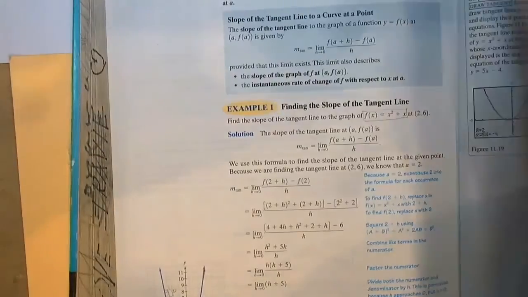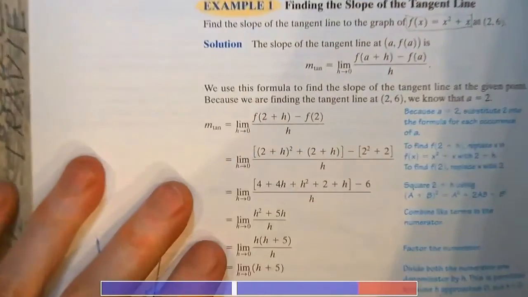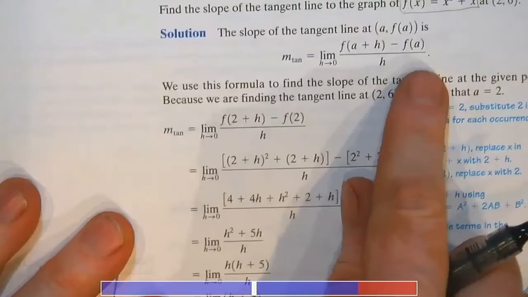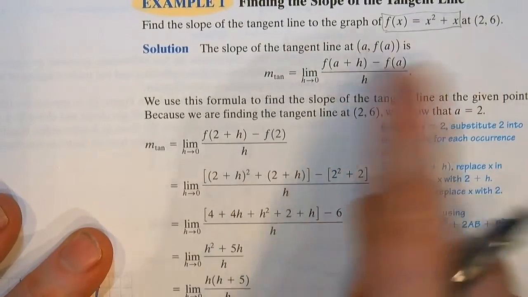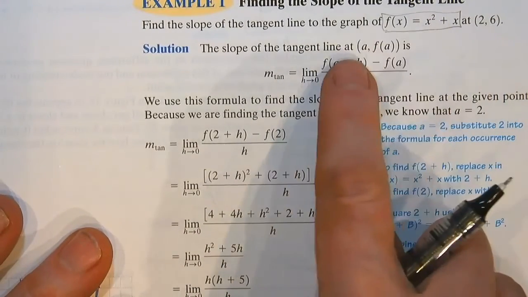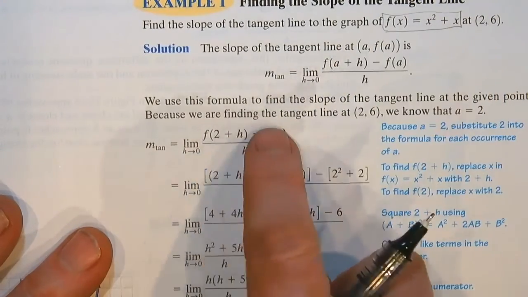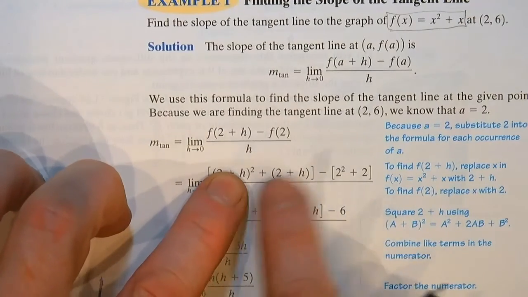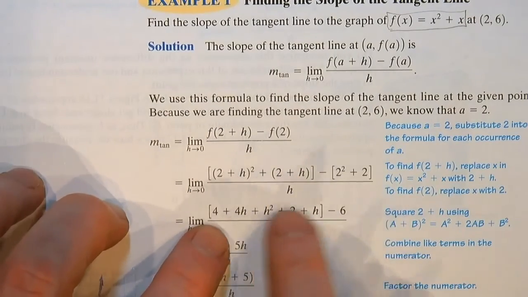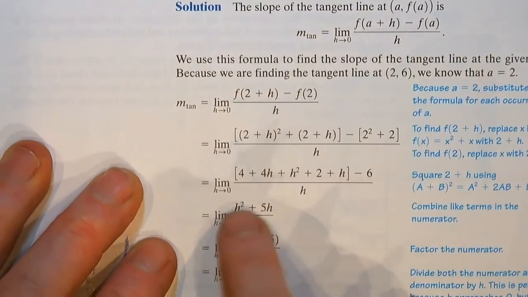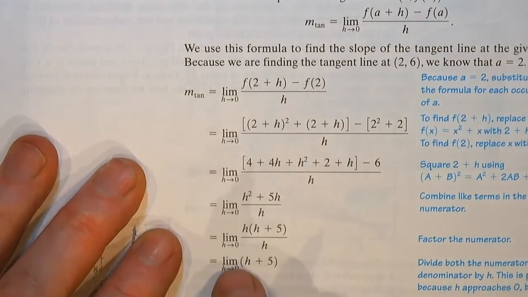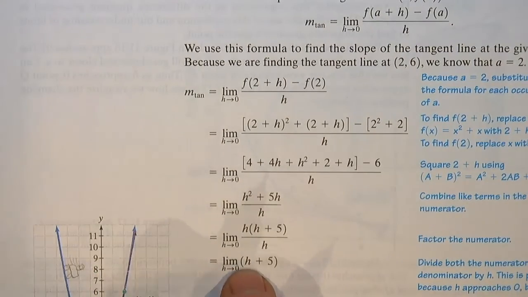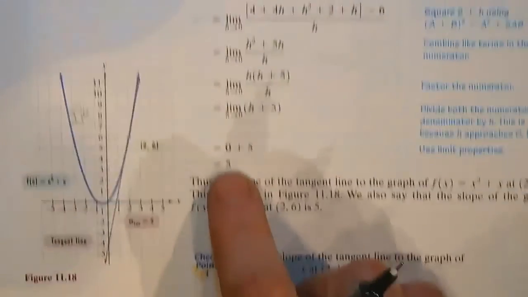Here it was in the book. This is what Newton came up with. And here it is. They right away said, let's turn the x into a 2. They wrote a here. We didn't have to. They said, let's just plug the 2 in right away. But this is what I did: 2 plus h, and 2 squared. See, that's what I did. They combined it. They took out the h, canceled. And now it's safe to let h be 0. And 0 plus 5 means the slope is 5.